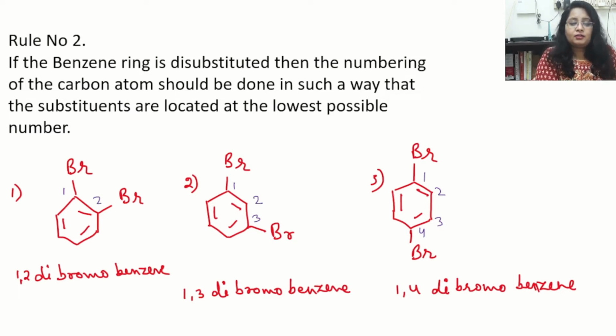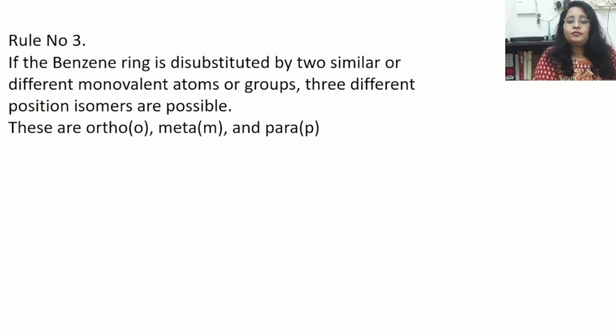Now have a look at some other rule. If the benzene ring is di-substituted, here again they are telling something new. If the benzene ring is di-substituted by two similar or different monovalent atoms or groups, three different position isomers are possible. So most of the time in naming benzene, we are using the common names. In that, some trivial names are also very famous. So when these are di-substituted, some new words ortho, para and meta are in use.